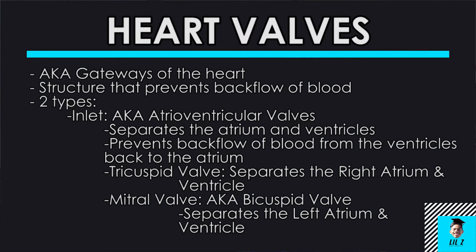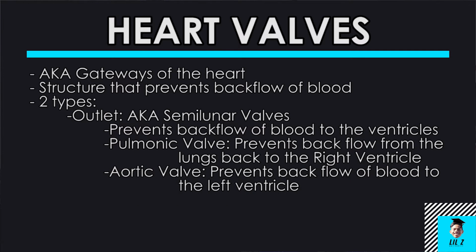First, for the AV valve. AV valve separates the atrium and ventricle. The right atrium and ventricle are separated by the tricuspid valve. From the name itself, tri means 3 and cusp, which means it has 3 cusps. And the left atrium and ventricle are separated by the mitral valve, or what we call the bicuspid valve, which has 2 cusps.